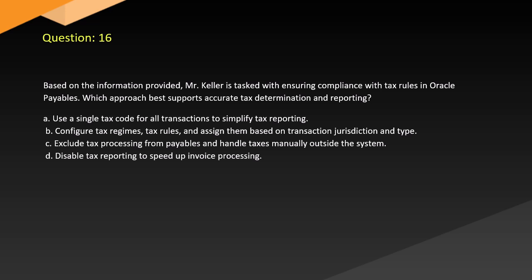B. Configure tax regimes, tax rules, and assign them based on transaction jurisdiction and type. C. Exclude tax processing from payables and handle taxes manually outside the system. D. Disable tax reporting to speed up invoice processing.